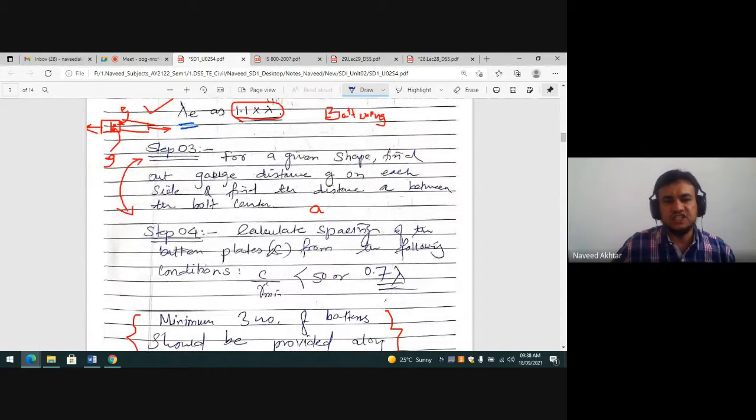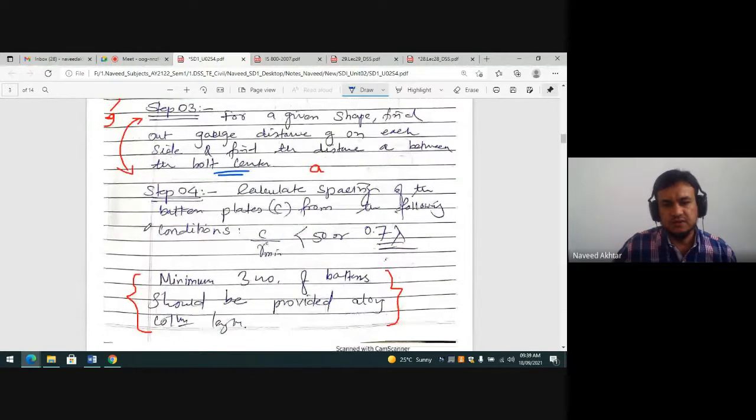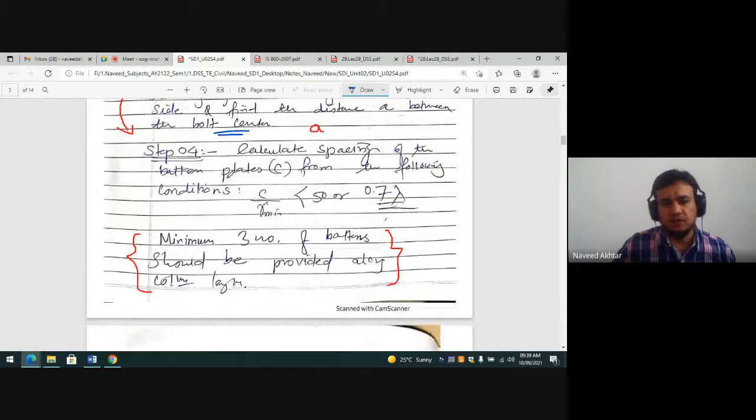Now, for given shape, find out the gauge distance G on each side, the distance between the center of the bolts. So that is the gauge distance. Calculate the spacing of the batten plate. Spacing of the batten plate you have to calculate from the following criteria.